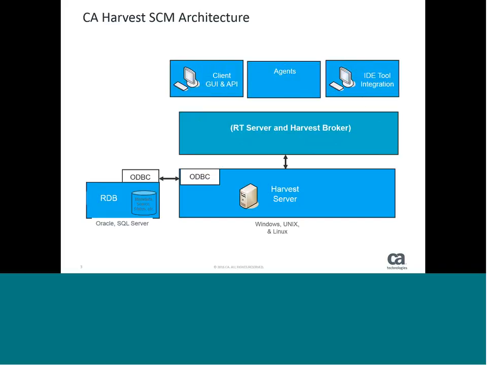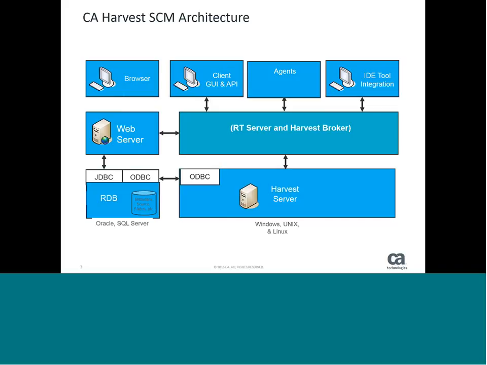Then we have the Harvest servers which execute all the business logic with the help of database. And we have a couple of clients which connect to the Harvest broker, and the broker relays these requests to the Harvest server and executes some operations on the database and shares the result back to the client. So overall, this is the RT server, which is the main component which will pass the messages between all these components. The other components that we see, like Harvest broker, Harvest server, this client, GUI and API, agents, all these are RT clients.